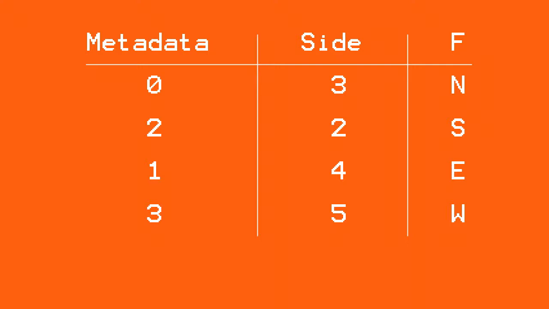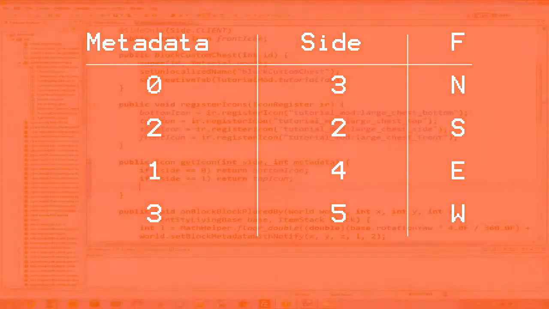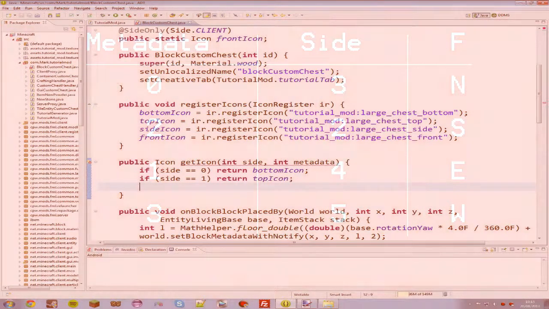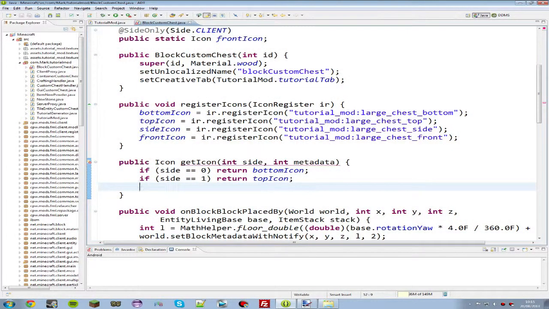Because that's what we want. We want the side and the metadata to match up to these directions. Otherwise, we're just going to return that side icon. So I'm just going to do a fancy inline if thing. I'll explain it slightly as I go along. It's not really that much different, it just saves hundreds of lines.